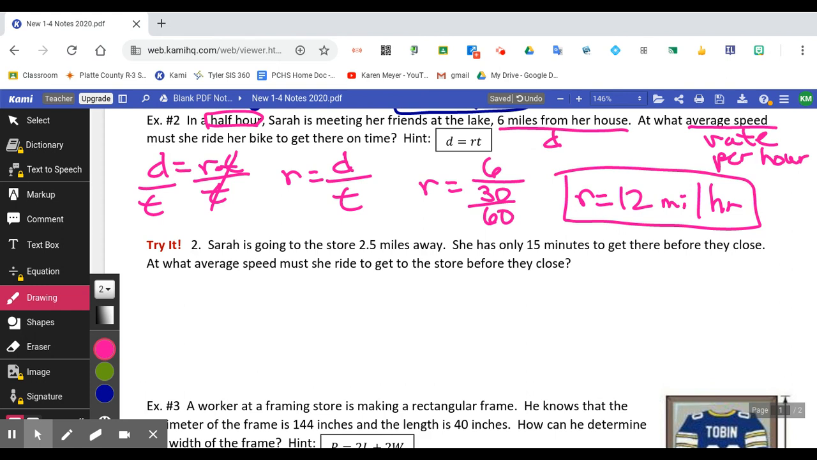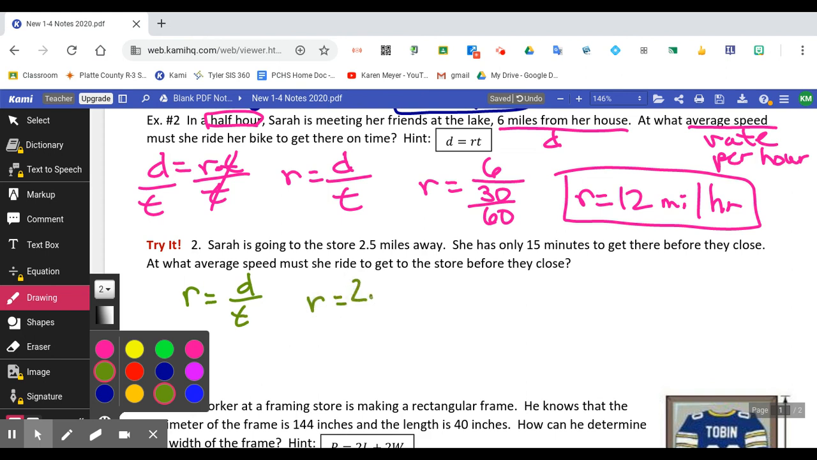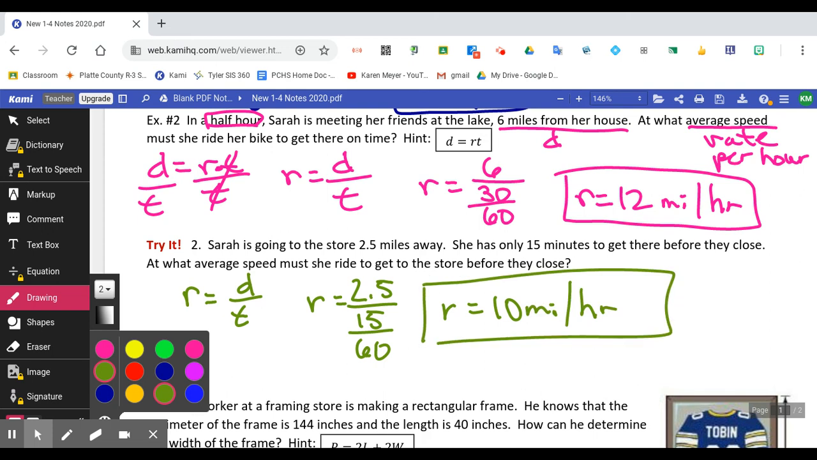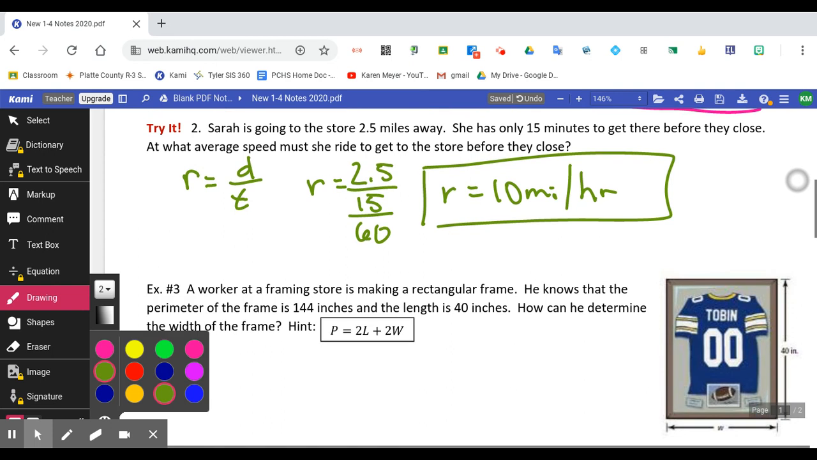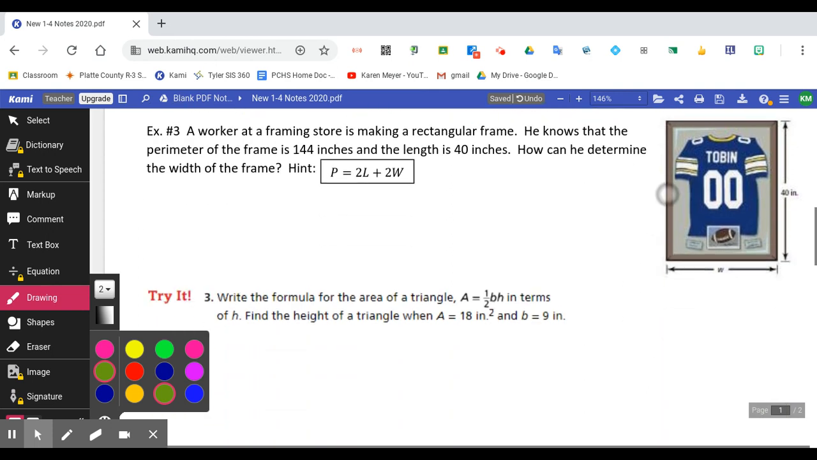Okay, pause the video, and on the try it, this time you're just plugging in different numbers to figure out the rate. So hopefully you came up with the same answer that I did. As always, if not, please make sure you ask me whenever I see you next.